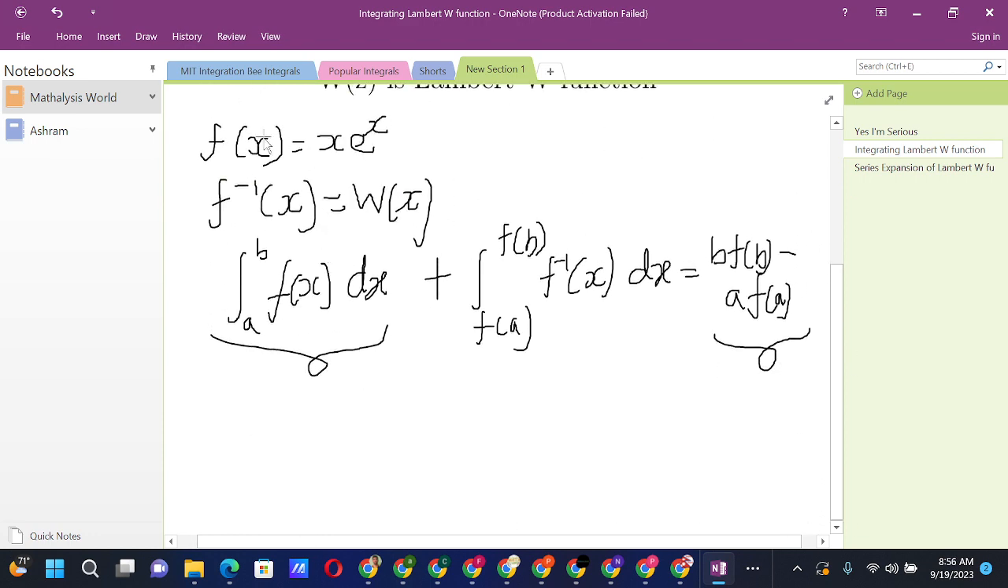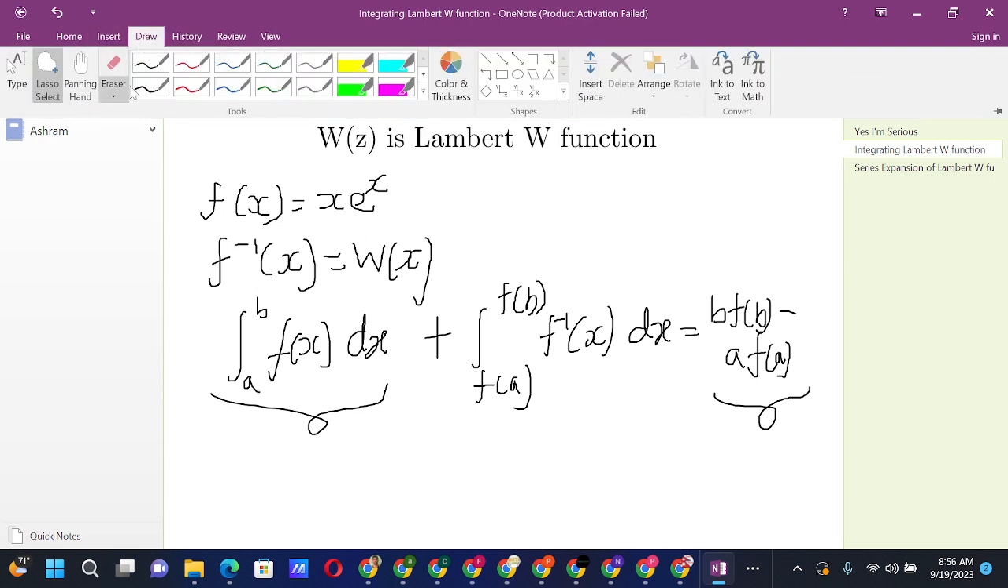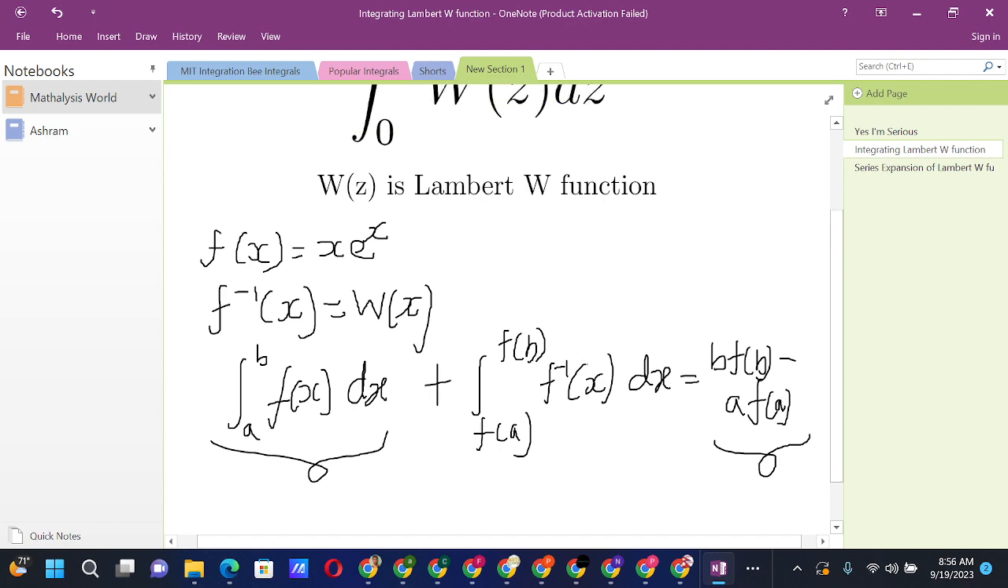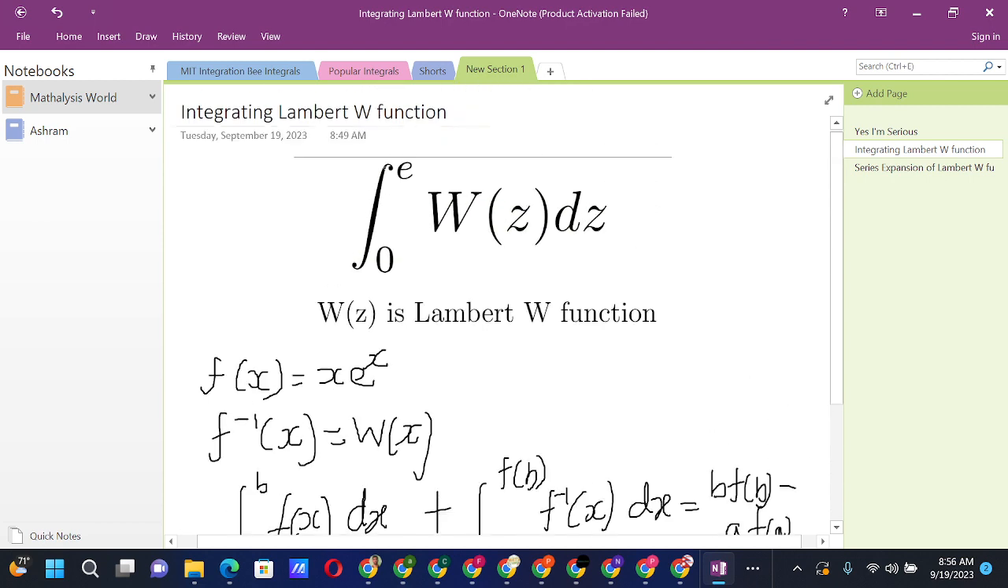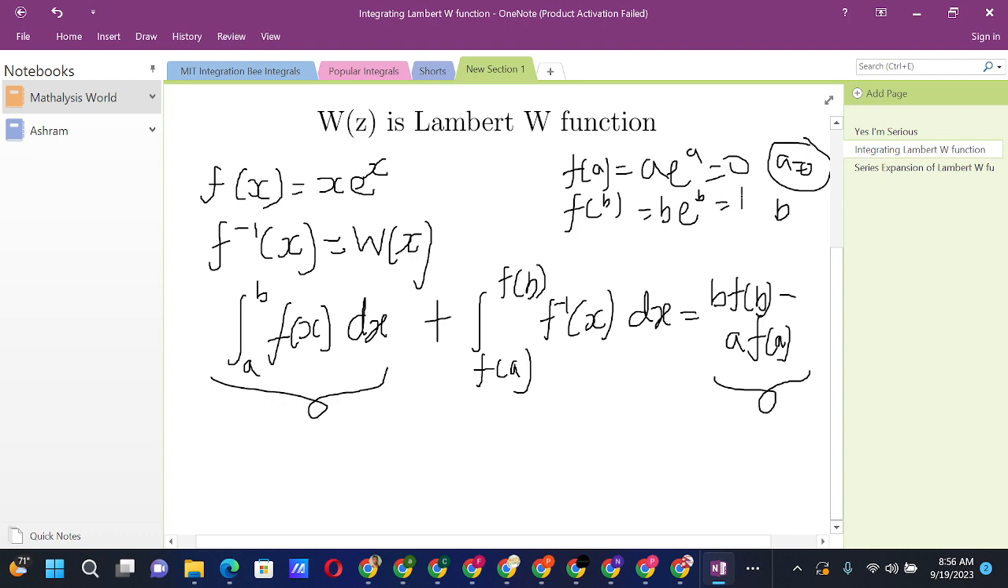So here our f of x is x e to the power x, and f inverse x is Lambert W of x. So we want f of a and f of b to be 0 and e. For f of a, that is a e to the power a, to be 0, we need a to be 0. And for f of b, that's b e to the power b to be 1, we need b, no, not 1, it's e.